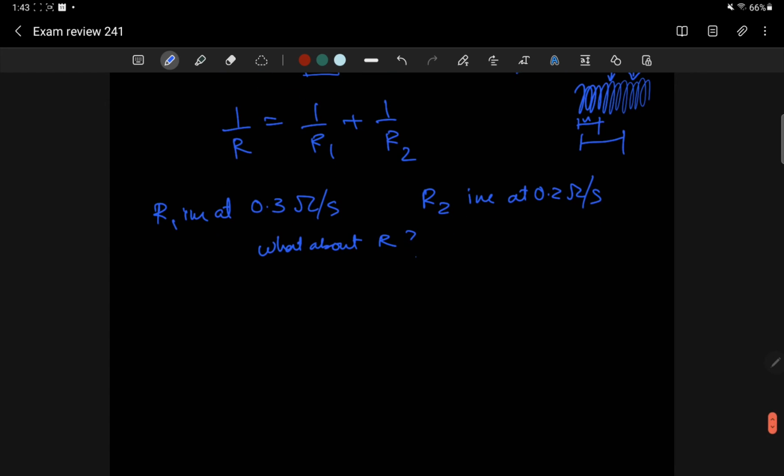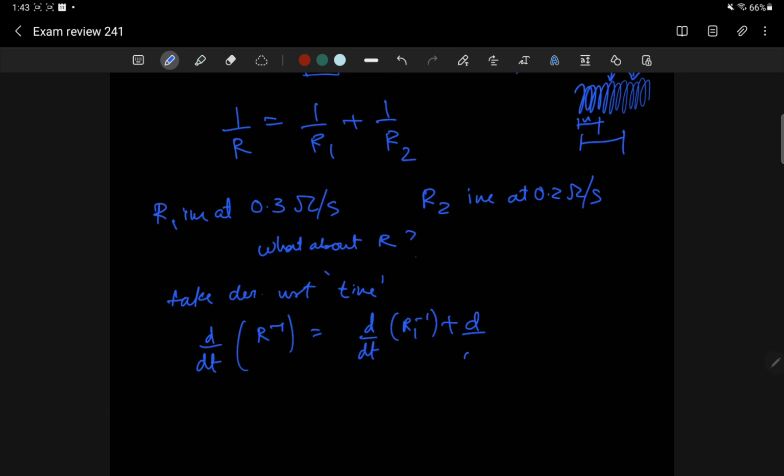Right, so to find rate of change, we take derivatives with respect to time. And that's again where implicit differentiation comes into play, because then what we're saying is I'm doing d over dt of R to the negative 1, d over dt of R1 to the negative 1, d over dt of R2 to the negative 1.